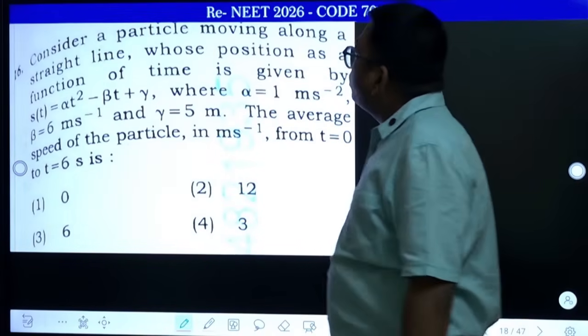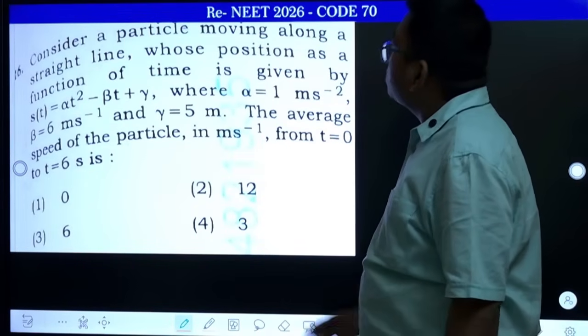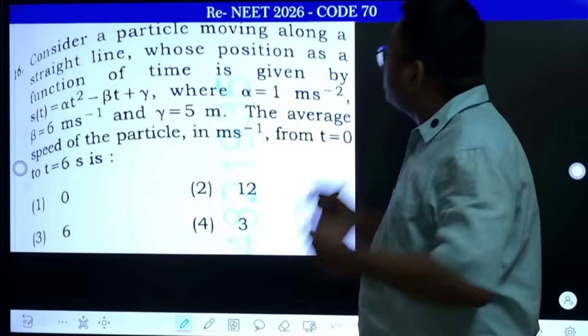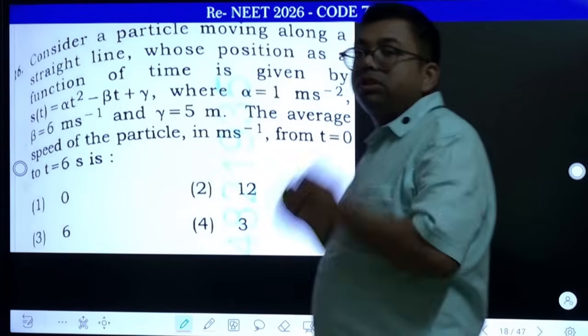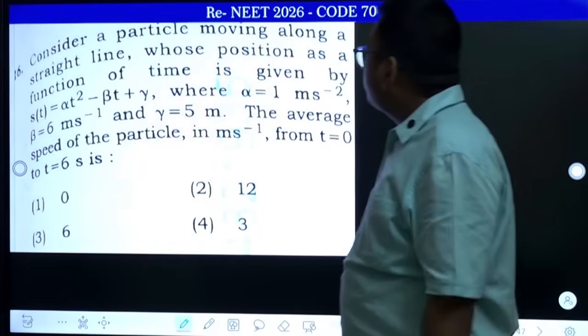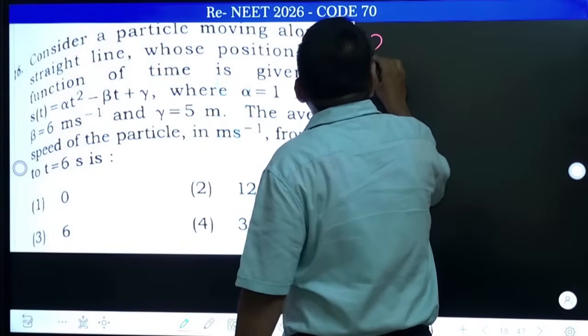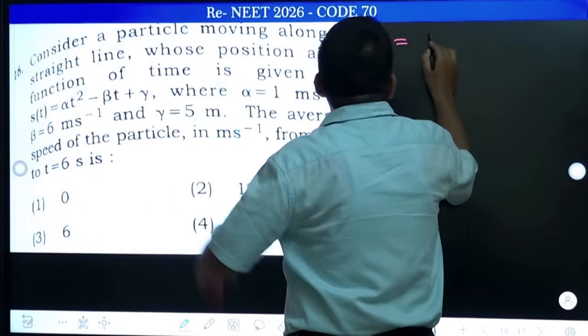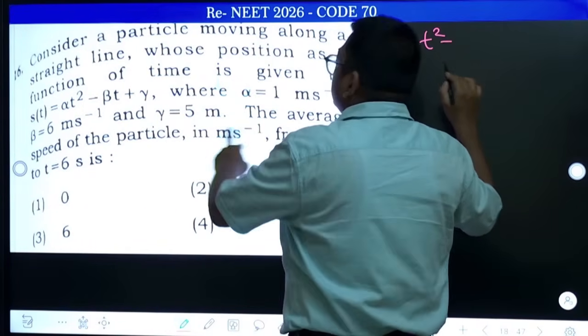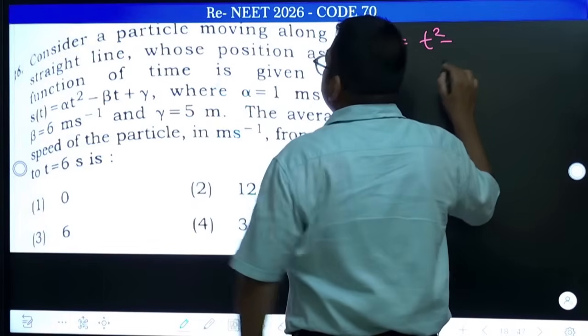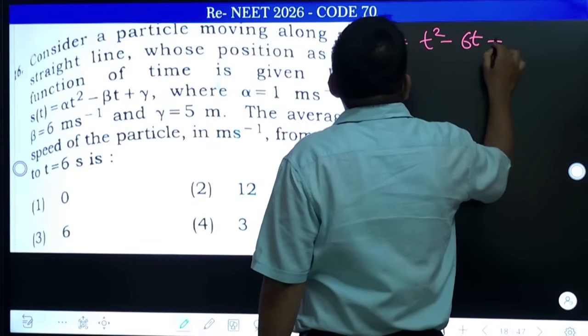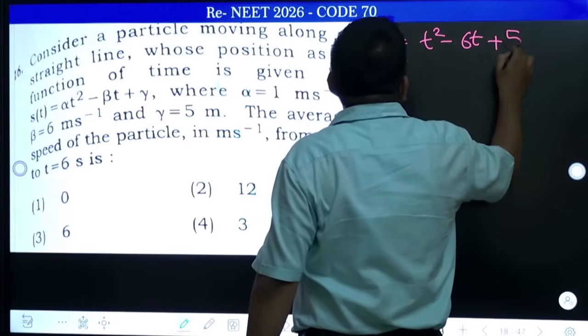Consider a particle moving along a straight line whose position function at a time is given, the position is changing, right? Where alpha value. So why not substitute that? Position means it is like x. I will write this as x. Alpha is 1, so t square minus what is beta? Beta is 6, 6t, plus what is gamma, 5. Okay, this is the function.